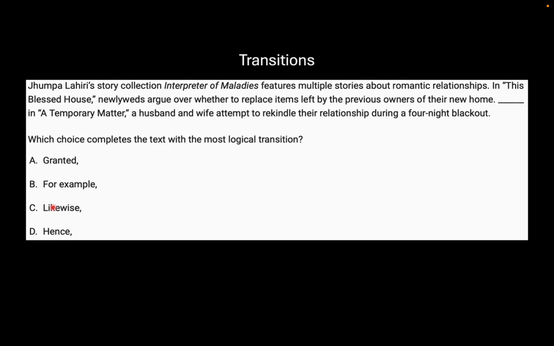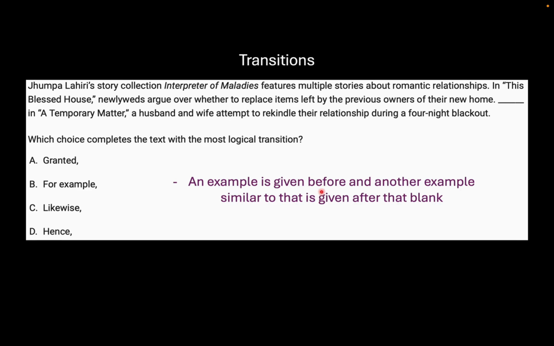Jhumpa Lahiri's story collection, Interpreter of Maladies, features multiple stories about romantic relationships. In This Blessed House, newlyweds argue over whether to replace items left by the previous owners of their new home. In A Temporary Matter, a husband and wife attempt to rekindle their relationship during a four-night blackout.